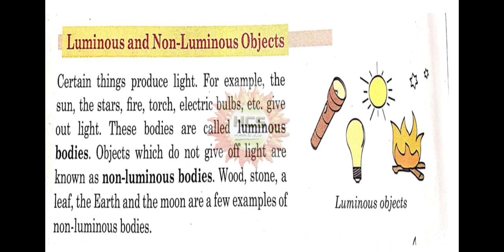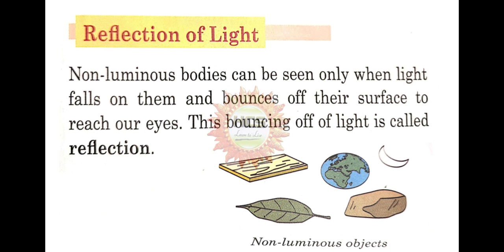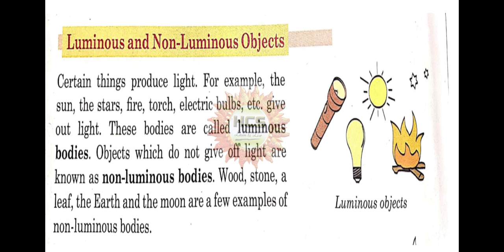And the objects which do not give off light are known as non-luminous objects. Wood, stone, leaf, earth and moon are some examples of non-luminous bodies. Look at the picture. The objects which do not have any light, for example leaf, our earth, stone, wood, and moon, do not give out any light. So the objects which do not give off light are known as non-luminous objects.